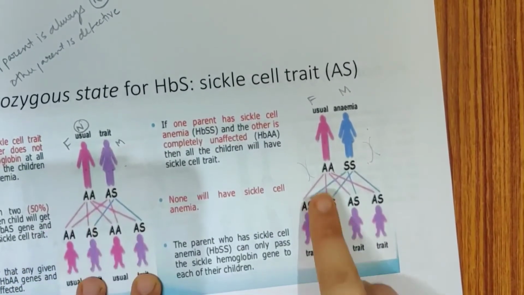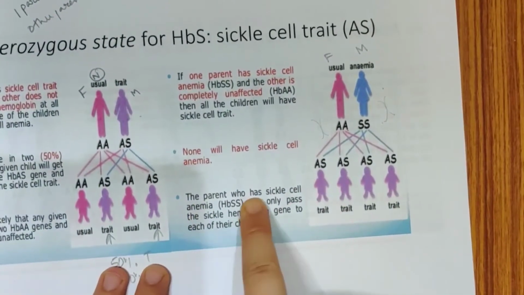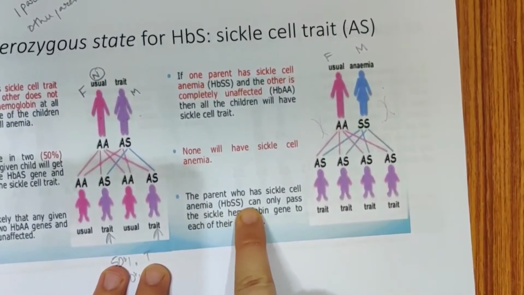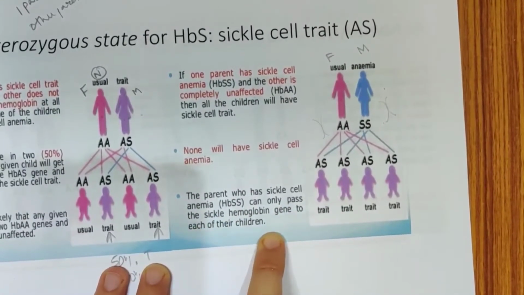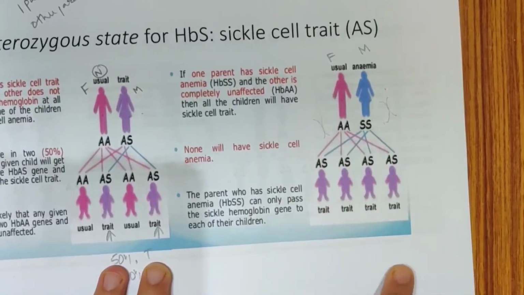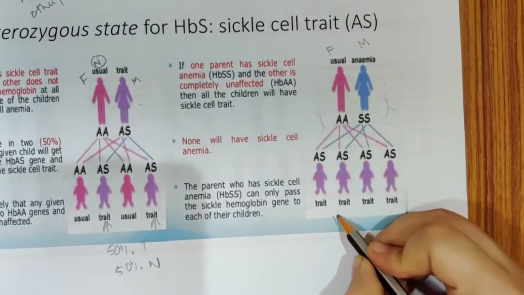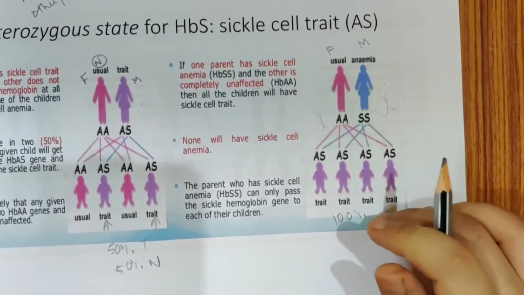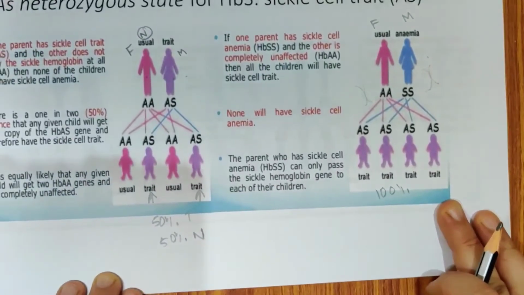Why does this happen? Because AS. So the parent who has sickle cell anemia, HbSS, can only pass the sickle cell hemoglobin gene to each of their children. So only the S gene comes into play. So everyone will have trait. So 100% trait. What does trait mean? These are carriers. So these are your carrier states. Okay, traits are your carrier states.